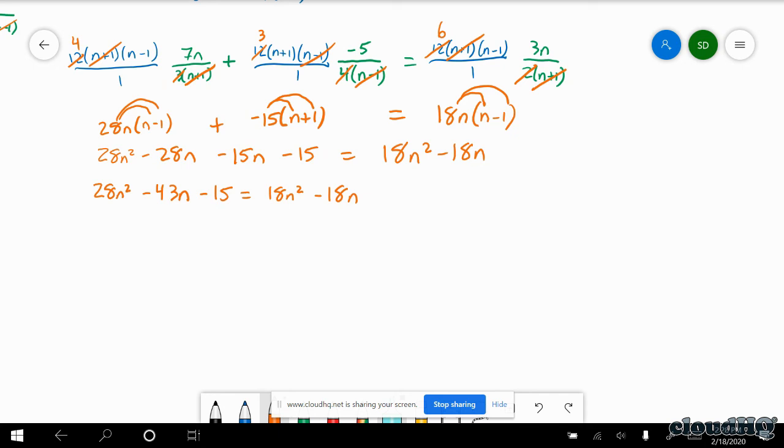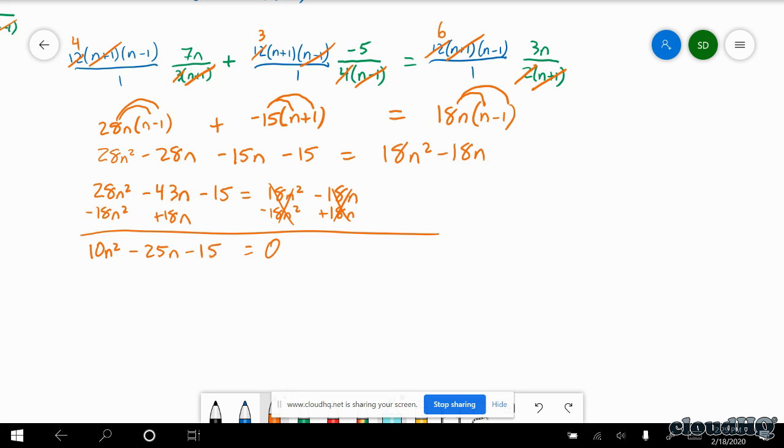Okay, and now as I go to solve this, I recognize that there's n squareds in here and n's and constants. So we're going to have to solve this probably by factoring. And when we solve by factoring, we want it set equal to 0. So we're going to move everything to the same side. So I will subtract away 18n squared. And I will add 18n to both sides. So we get 0 on the right side, 10n squared minus 25n minus 15 is equal to 0.